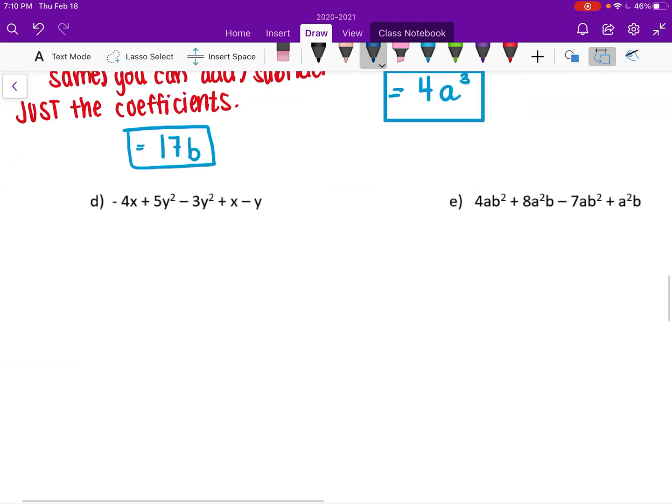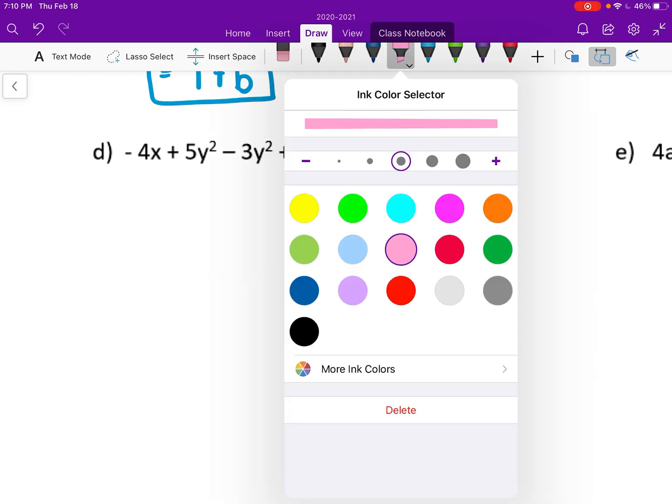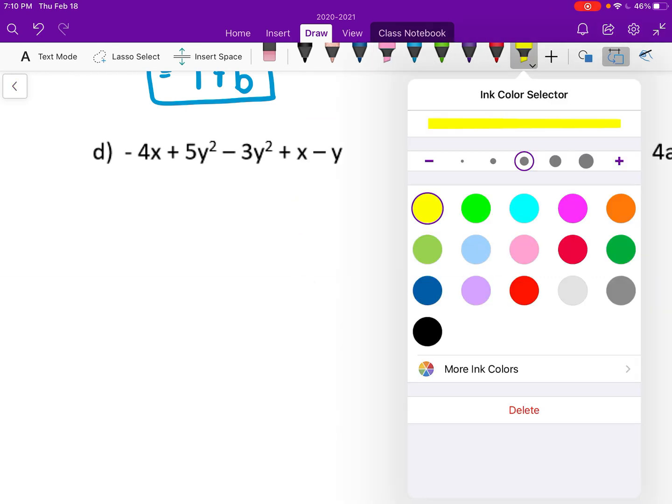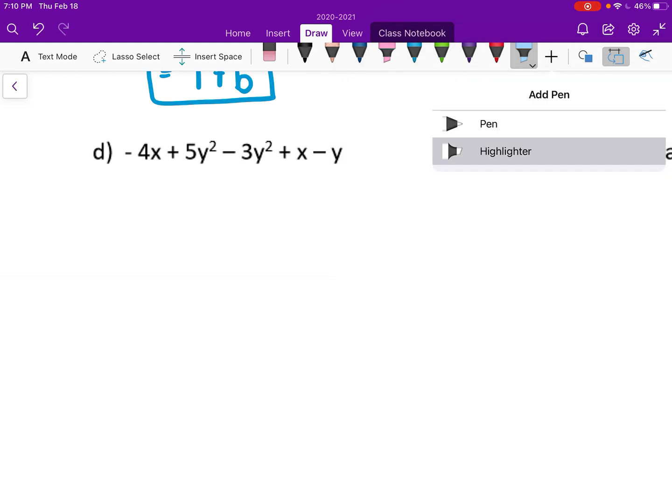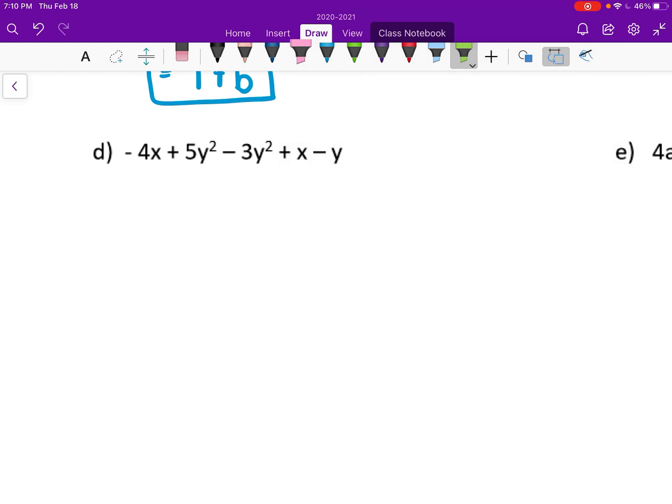All right, so welcome back. So I'm just going to take up D with you. So here we have, I'm just going to go in and collect my like terms. I like to have different highlighters out for something like this because I find it easier to work with. So let's just put out 3 different highlighters. Perfect. Just going to move this over here. All right, so let's start off with my pink.